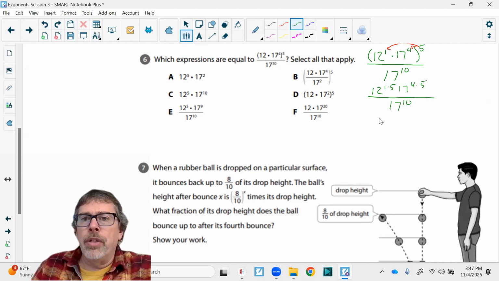So 12 to the 1 times 5 is 12 to the 5. And 17 to the 4 times 5 is 17 to the 20th, all over 17 to the 10th. So now I'm going to check, and this 12 to the 5th times 17 to the 20th over 17 to the 10th, is it anywhere? Okay.